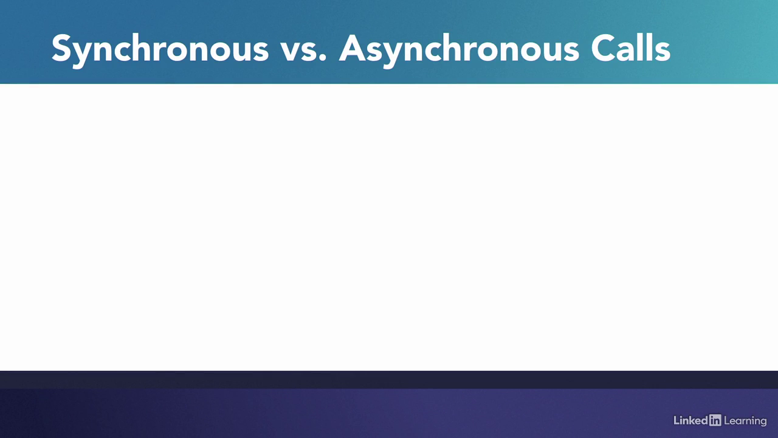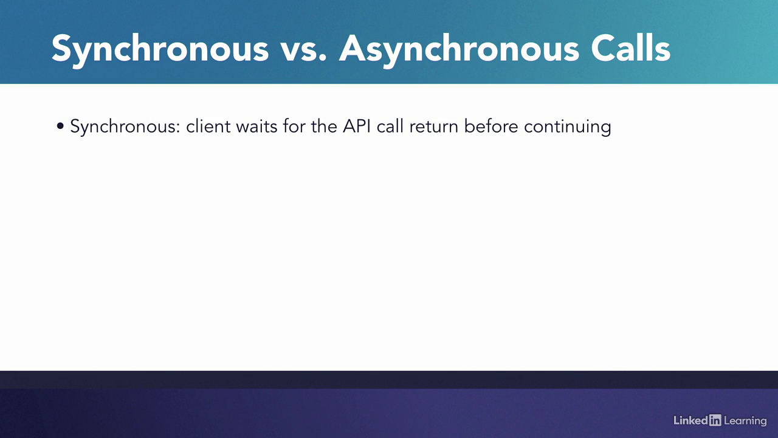Another API call difference is the nature or duration of the call, often referred to as synchronous versus asynchronous calls. A synchronous call is basically when the client will wait for the API service to return a response before continuing. In an asynchronous call, the client will not wait for the return response, as the call might be placed into a queue for further processing.